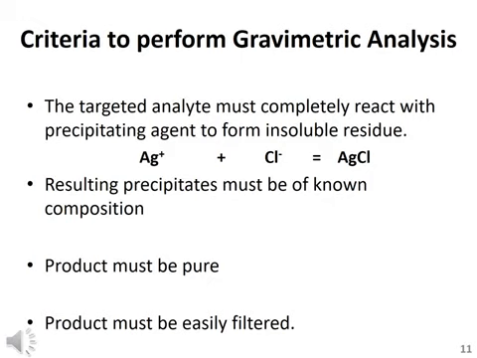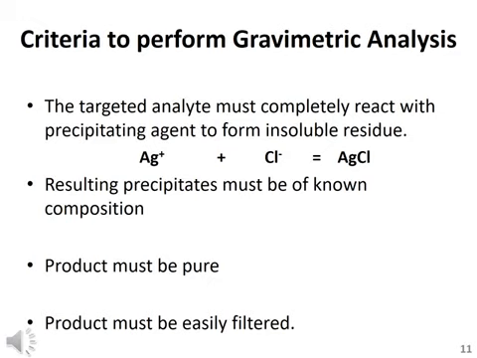The second important condition is that the resulting precipitate must be of known composition. Theoretically you are designing a reaction, and after designing that reaction you are going to perform a gravimetric analysis. You must be familiar with the product composition. If you don't know the composition of the product, you cannot aim for the exact calculation of that compound.